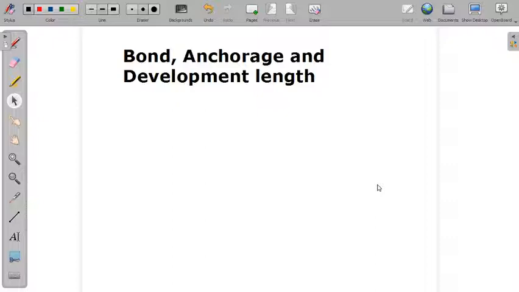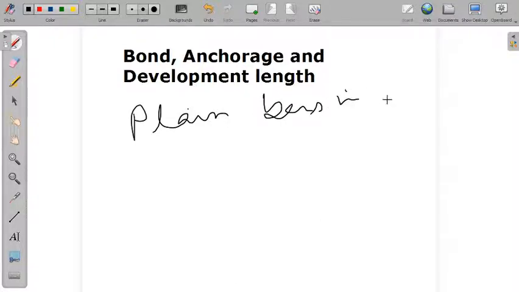How is it given? If you have a code book, you can refer to clause number 26.2.1.1. In clause 26.2.1.1, they have given the design bond stress for plain bars in tension. Okay, so the design bond stress for plain bars in tension is given in the code book. It is given depending on the defined grade of concrete and the design bond stress.